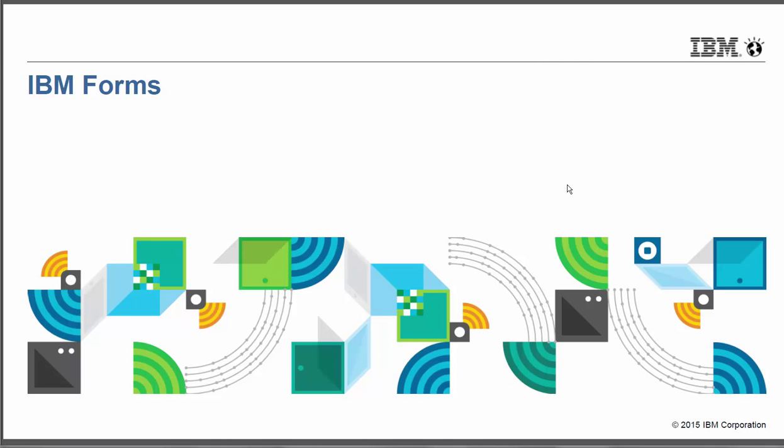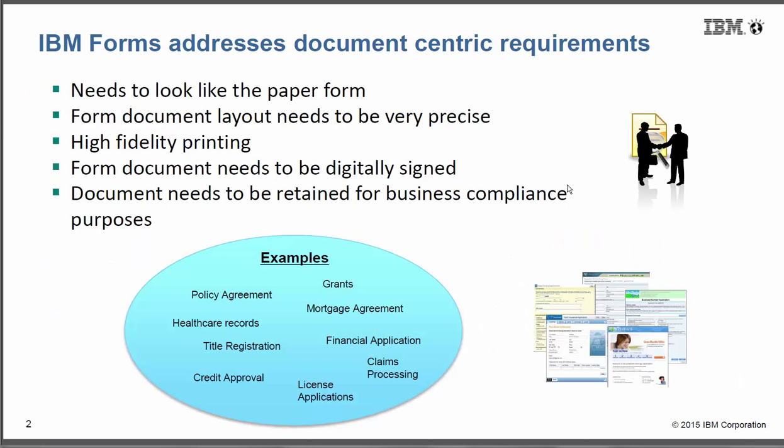Today I will speak to you about IBM Forms. IBM Forms address the document-centric requirement when an electronic form needs to look very much like a traditional paper form. It also needs to provide for high-fidelity printing, and this electronic form needs to include digital signature capabilities.